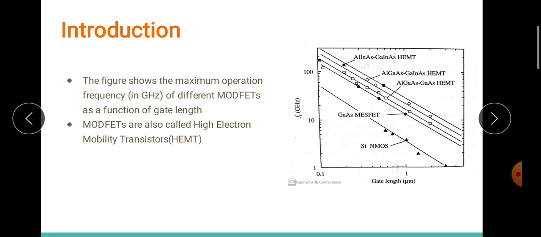And finally, you can note that we have different HEMT devices: aluminum gallium arsenide, gallium indium arsenide, and aluminum indium arsenide, gallium indium arsenide. Of these three HEMT devices shown, the indium based HEMT devices, aluminum indium arsenide and indium gallium arsenide based HEMT devices, have shown the maximum operating frequency.